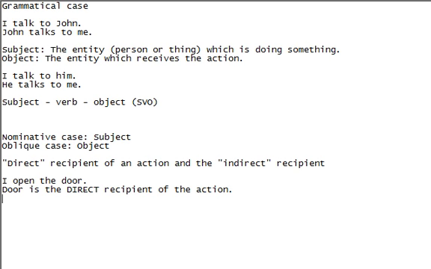What's an example of an indirect recipient? If I use a sentence like, usually an indirect action will have a preposition, like, for example, I go to the door.